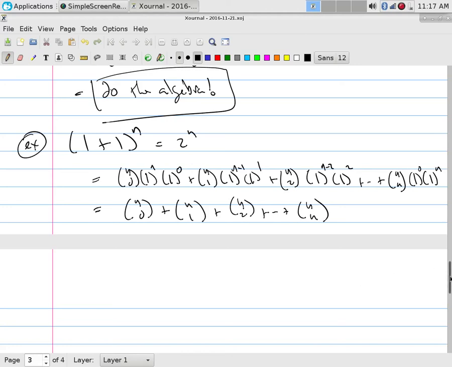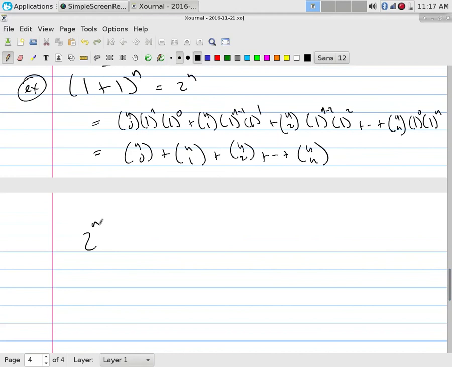How many of you does this seem obvious? 2 to the nth is n choose 0 or n choose 1 or n choose 2 or n choose n. So you're saying that I have n objects, I could choose none of them, or I could choose one of them, or I could choose 2, and so on, up to choosing n. That's the same thing as 2 to the nth power.